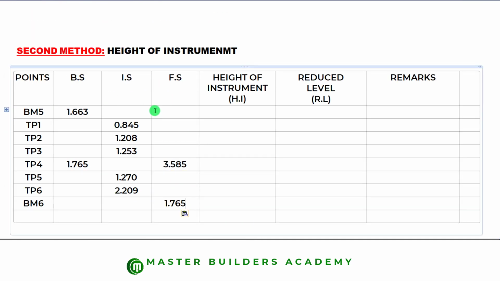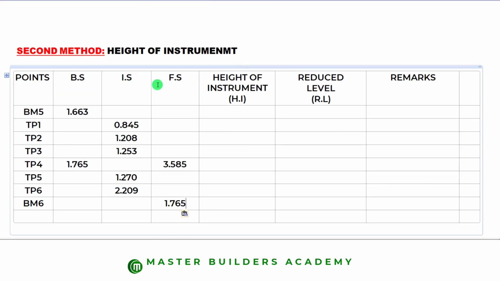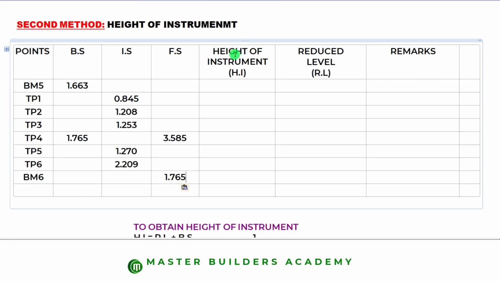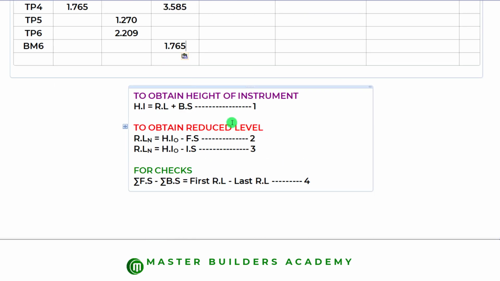So guys, we have performed the same thing that we did while we were using the rise and fall method. So in using this method, there are basically two things that you do. Okay, what are those two things? One of the things is you find the height of instrument and then the reduced level. So in this case, now what we are looking for is the height of instrument, no longer rise or fall. So the big question is how do you obtain your height of instrument and how do you obtain reduced level? Let's quickly dive into this part as we will see the necessary equations.